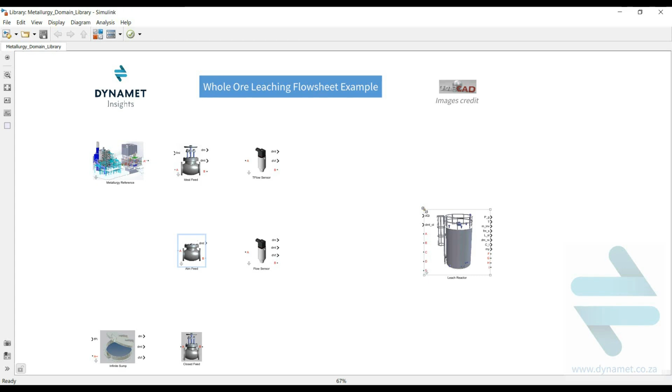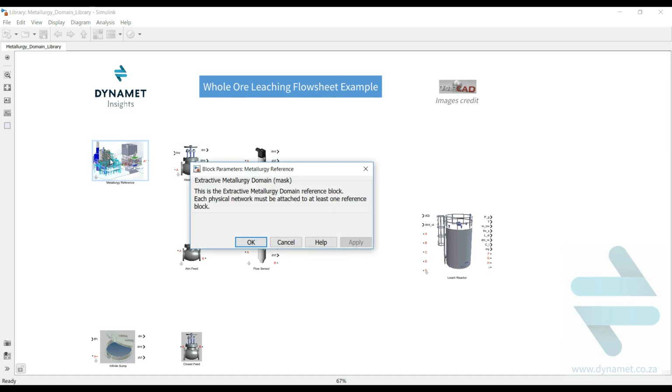Now this is the implementation part of our oxidized silicate hull ore leaching example introduced in my previous video. Let's start off by looking at our custom built example library. The first key unit block is this metallurgy domain reference block, which each flowsheet model needs to be connected to.